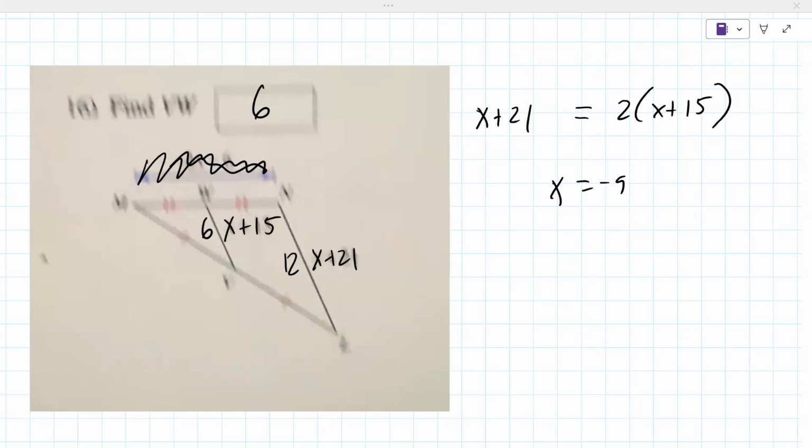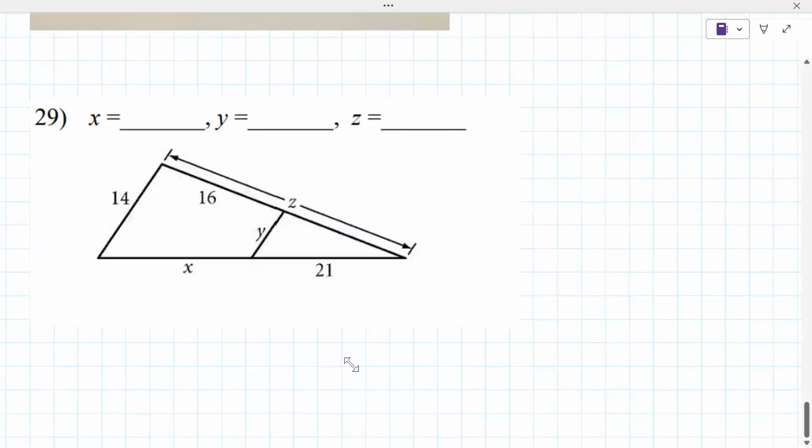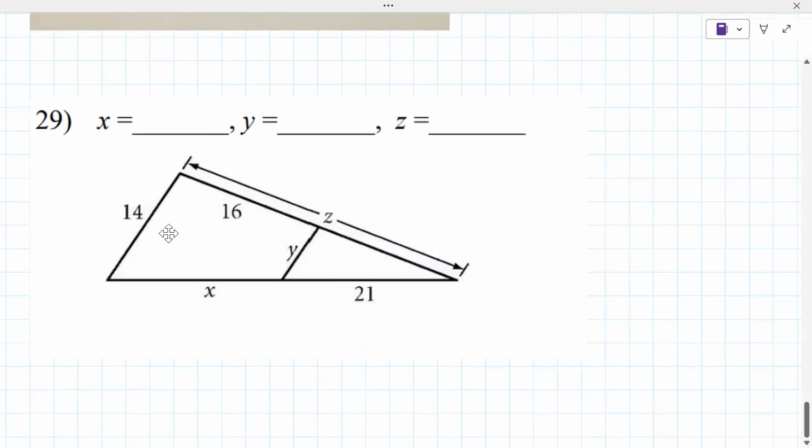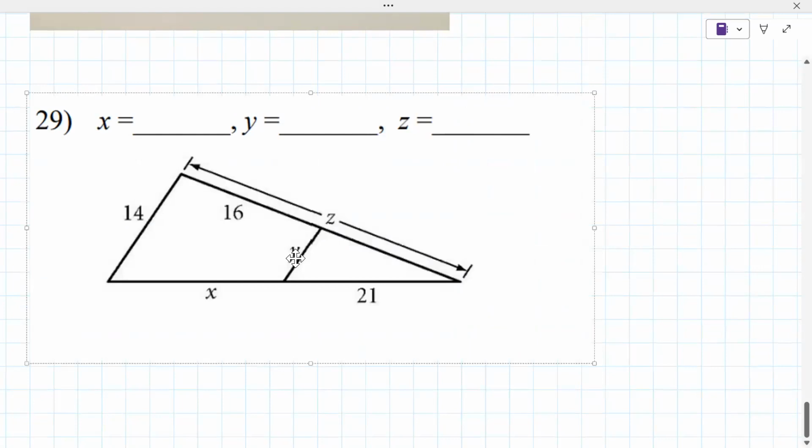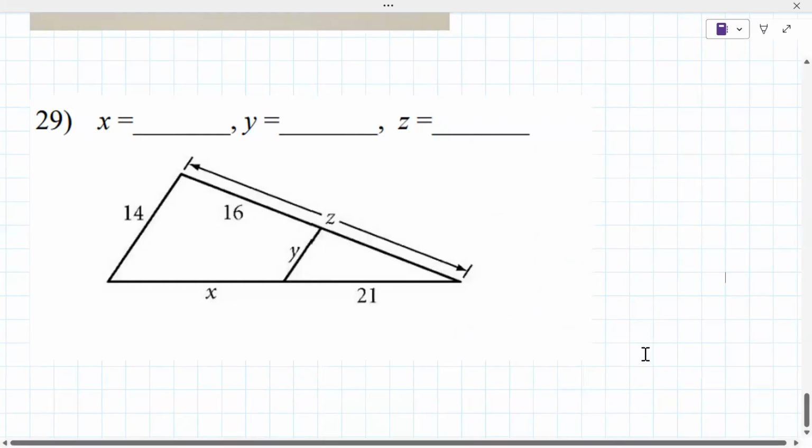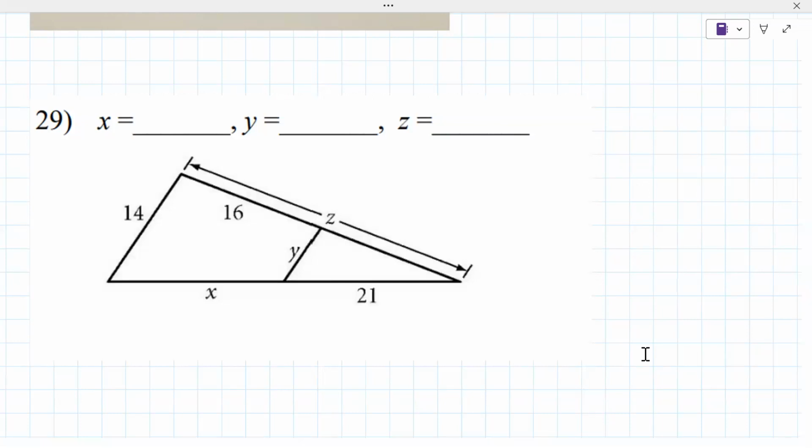So the only other types of problems I'm seeing here's an example. We were doing problems where you're finding one. In this problem they want you to find all the other segments, and you're supposed to assume that y is the mid segment, which means all the relationships about midsegments still hold. Right.